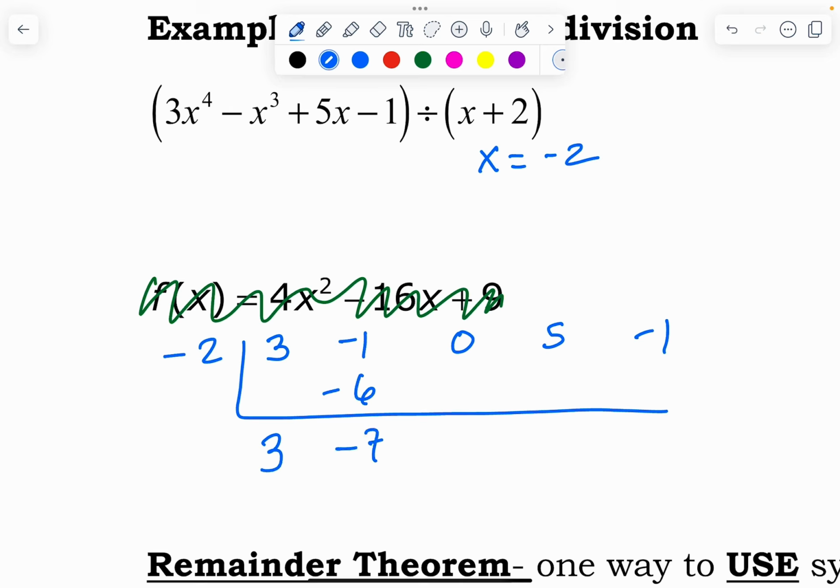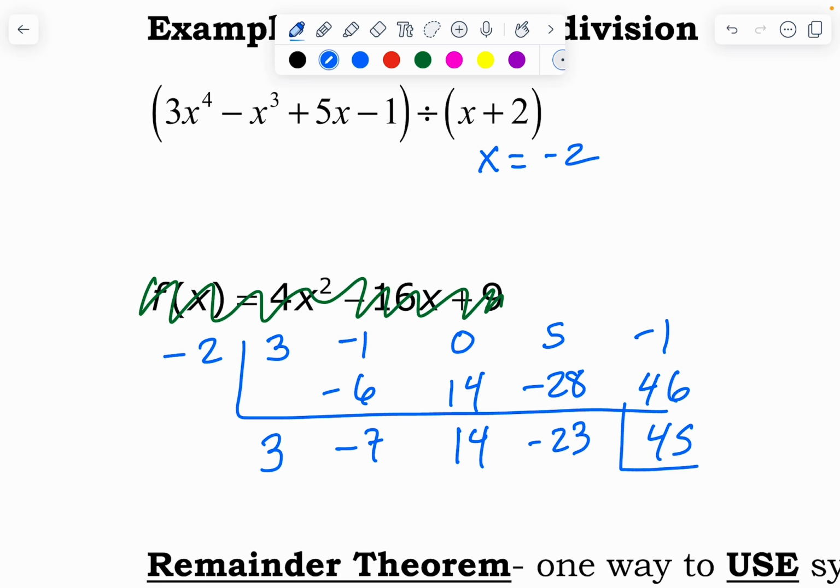I add those and I get negative 7. Negative 7 times negative 2 is a positive 14. I add those, I get 14. Oh, I'm going to have to multiply in my head. I get a negative 28. Combine that to negative 23 times, this is a positive 46. And then this gives me a 45 right here.